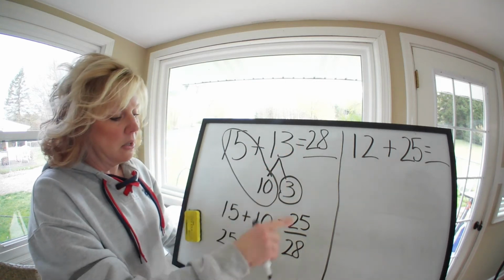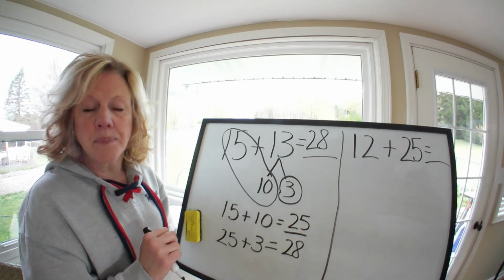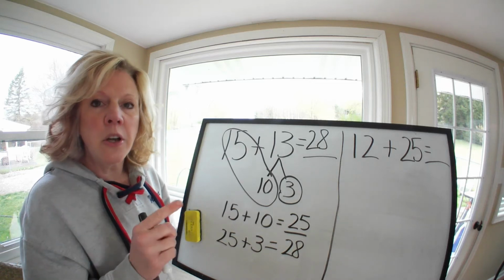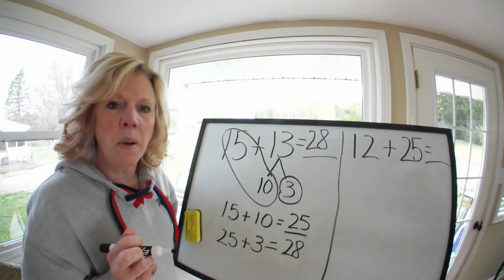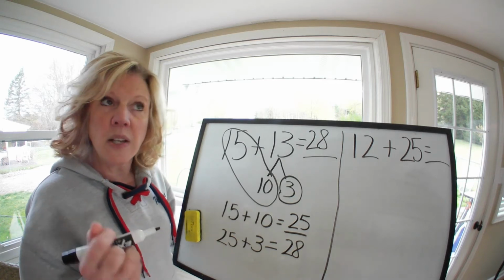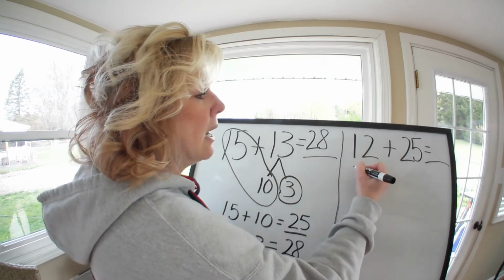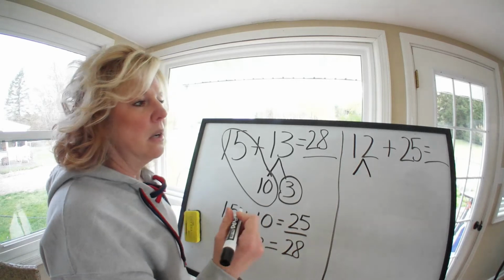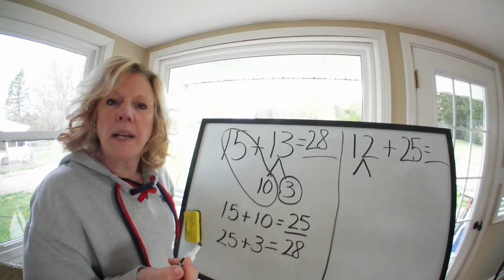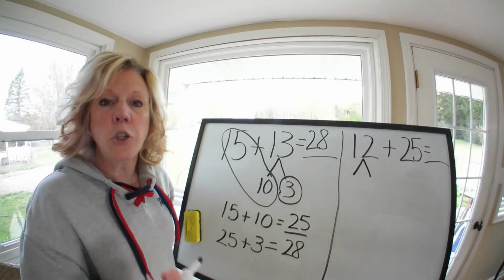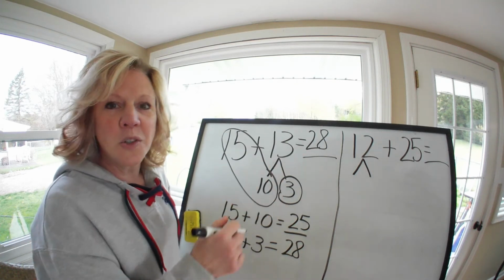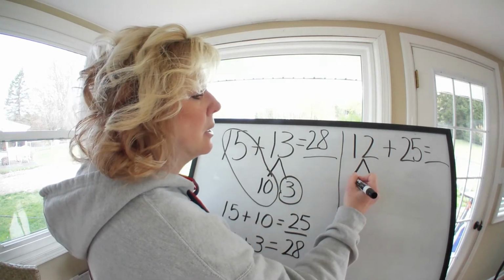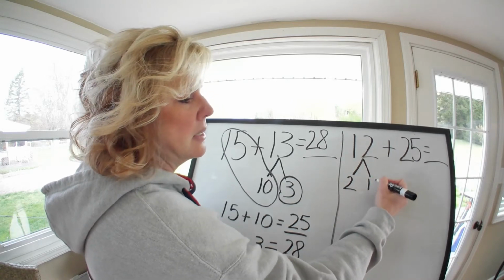Now let's go over to this one here. I want you to notice, again, we're going to be looking for the smaller number, but where's the smaller number this time? That's right, it's first. So we are going to break down this 12, but how am I going to write it? You know 12 is 10, 2. But where's my 10 going to go? If you said closer to the 25, you're right. So we're going to put the 2 here. We're going to put the 10 here.